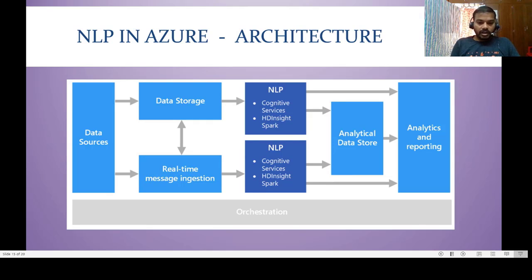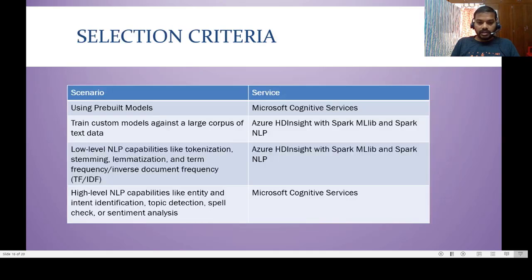You can get data from any data source, either from data storage or real-time message ingestion, and that can be passed to the NLP system. It can be consumed through an API, and the output can be consumed directly by any analytics and reporting solution, or you can connect it through an analytical data store. So this is the high-level architecture for an NLP system using the Azure NLP services.